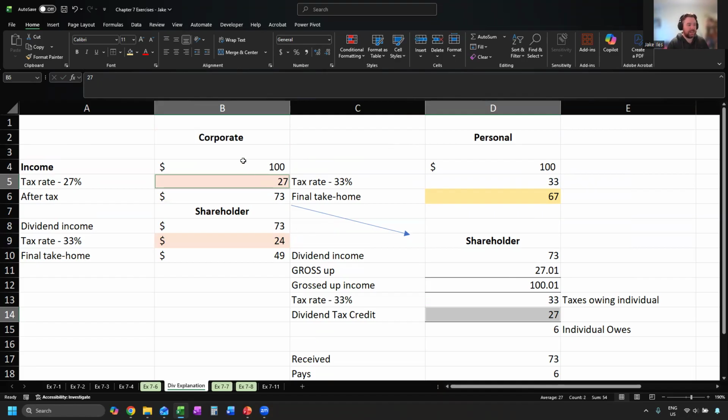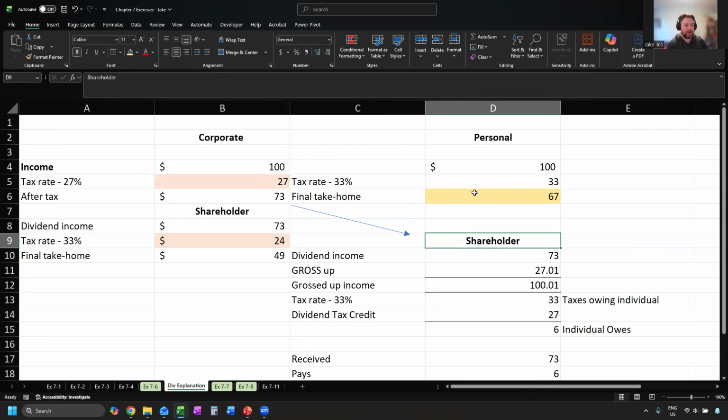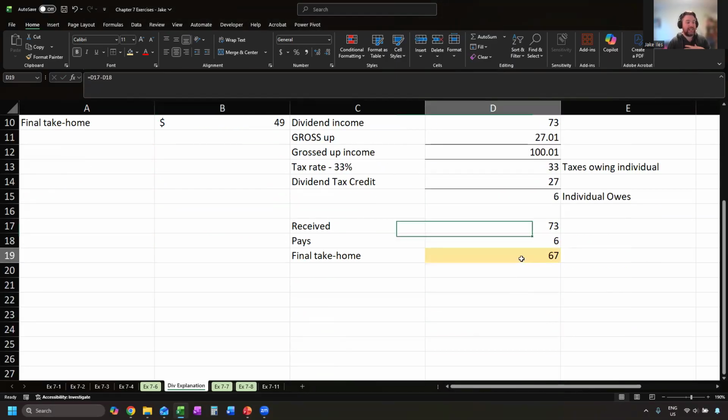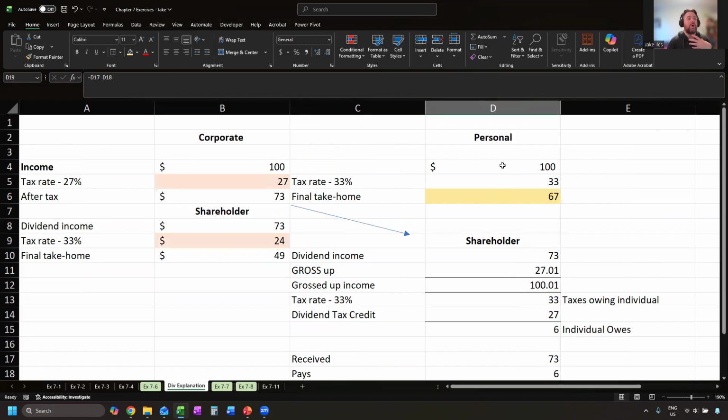By integrating our taxes between the corporation and the shareholder, the individual is in the same position whether they earn the income through the corporation and it leaves them with $67, or they earn it in their personal business and are left with $67. So that individual doesn't care how or by what route they earn their income because they have the same final take home regardless. So that is dividend income, the concept of integration.